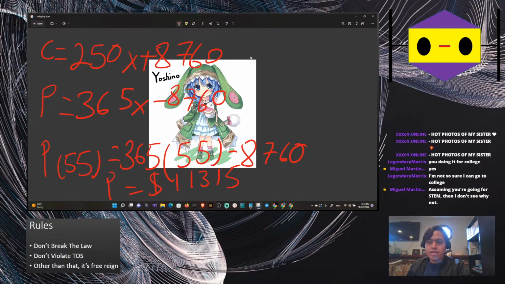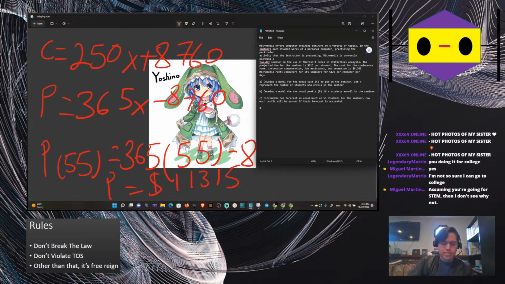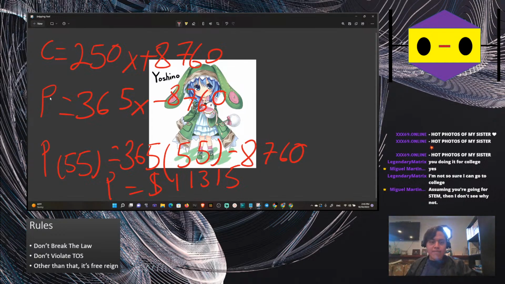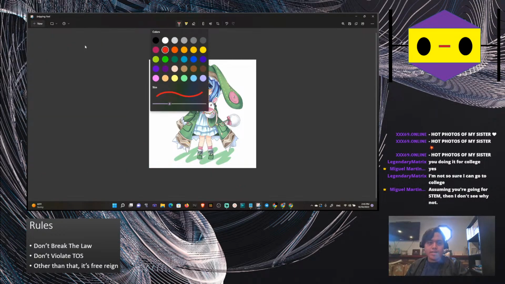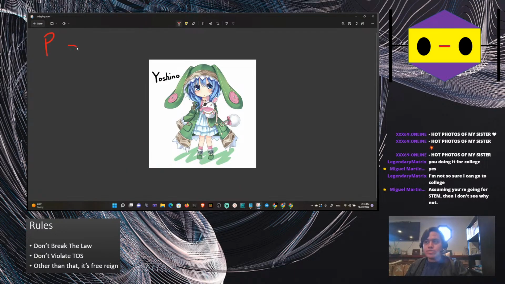Up next, we must find the break-even point. That's D. Find BEP. Well, that's actually pretty simple. We already have the profit equation from part B. So all I have to do is first clear all so we can actually see everything. Our profit equation is equal to 365x minus 8760.